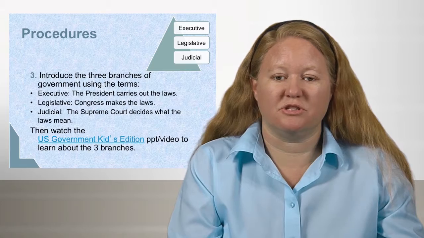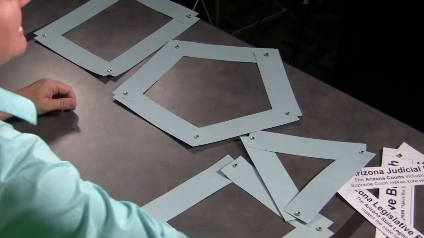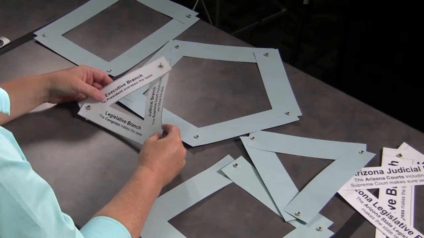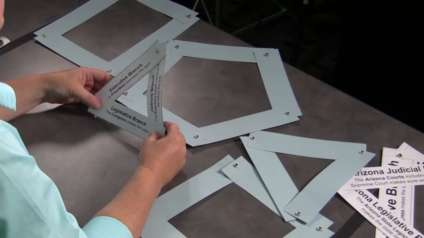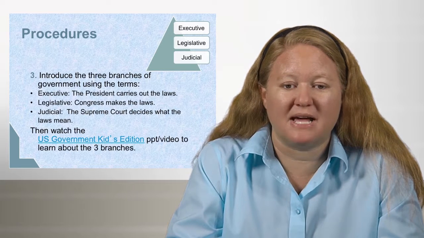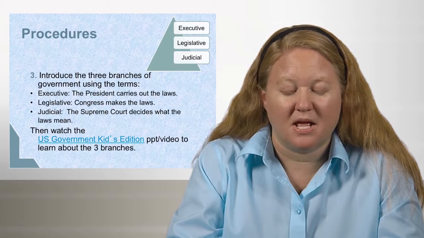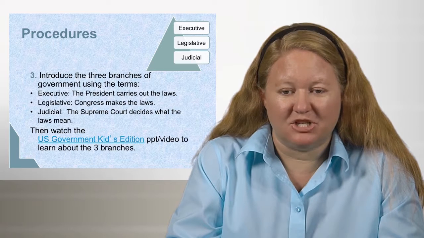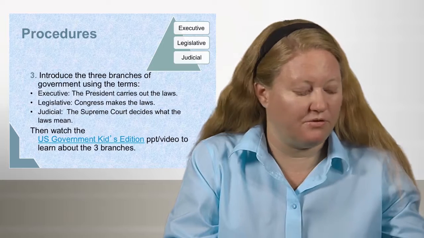Here's where you're going to introduce the three branches of government using the terms: the executive branch, the president carries out the laws; the legislative branch is where the Congress makes the laws; and the judicial branch is where the Supreme Court decides what the laws mean. You will now have the students watch the U.S. Government Kids Edition PowerPoint video to learn about the three branches.